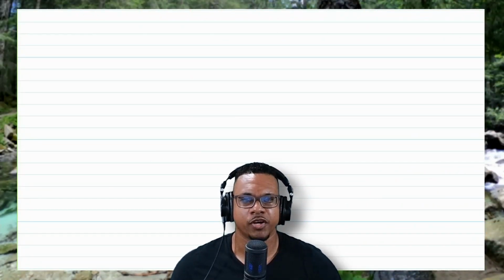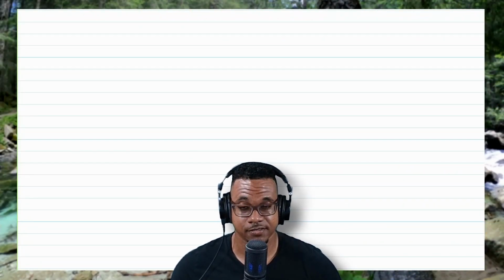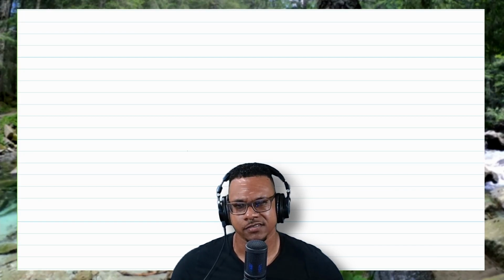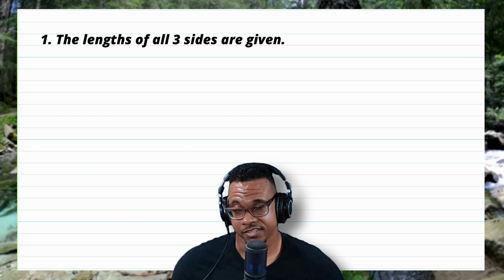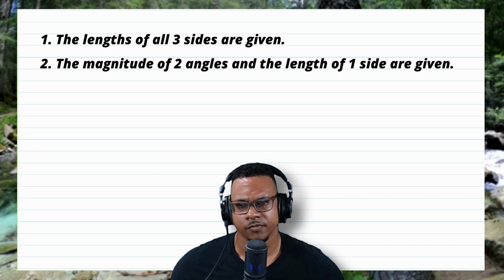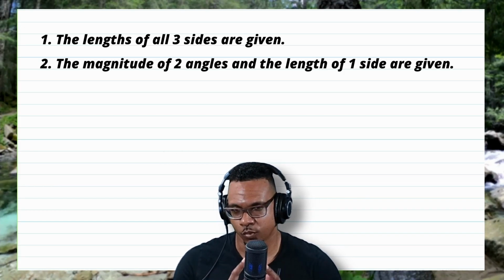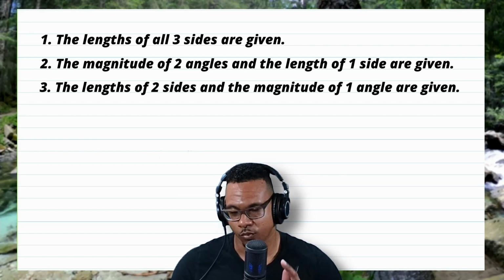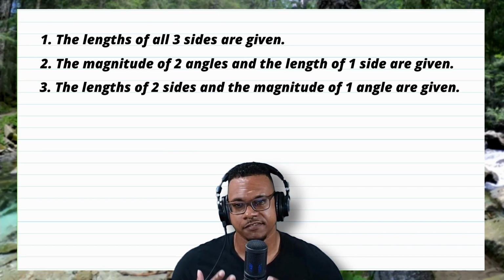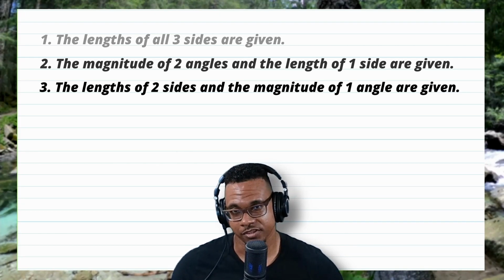In this video, we are going to be looking at how to construct triangles. Now, when constructing triangles, there are basically three scenarios. 1, you are given all three sides. 2, you are given two angles and one side. And 3, you are given two sides and one angle. So now let's look at the first situation where we have all three sides.